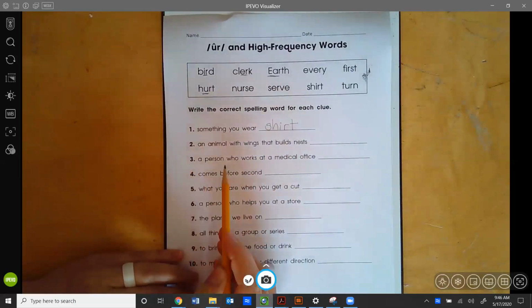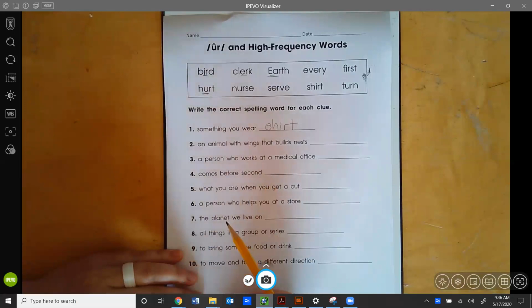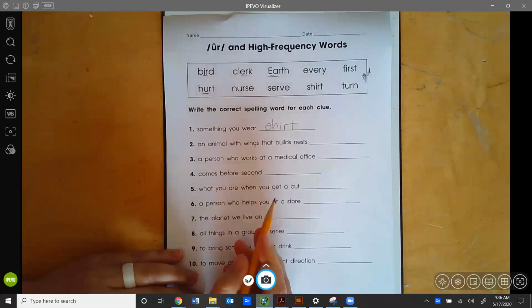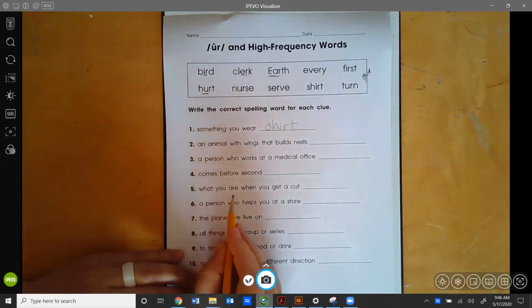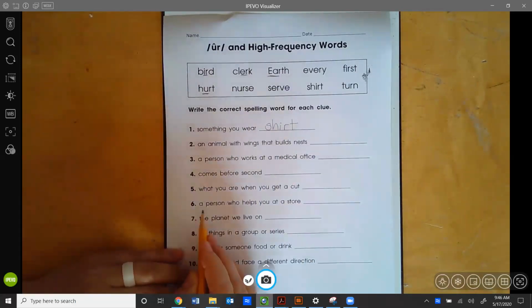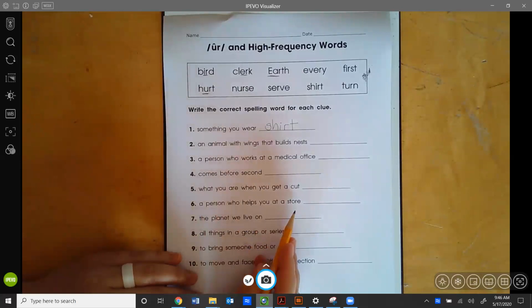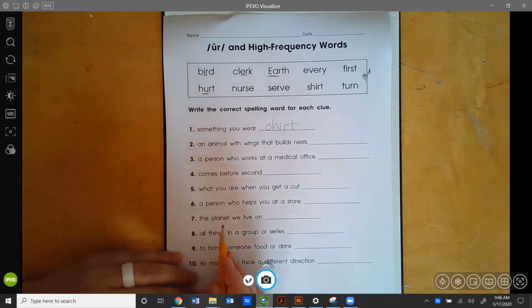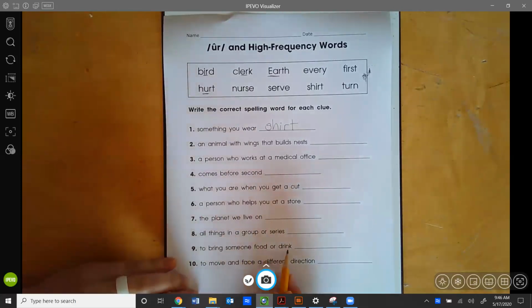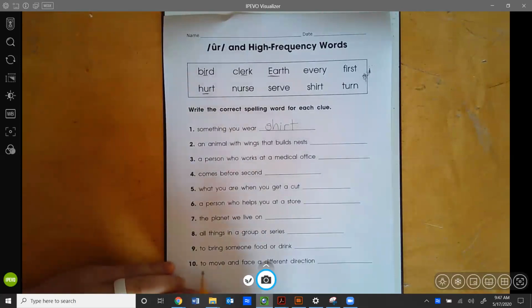Number 3, a person who works at a medical office. Number 4, comes before second. Number 5, what you are when you get a cut. Number 6, a person who helps you at a store. Number 7, the planet we live on. Number 8, all things in a group or series. Number 9, to bring someone food or drink. Number 10, to move and face a different direction.